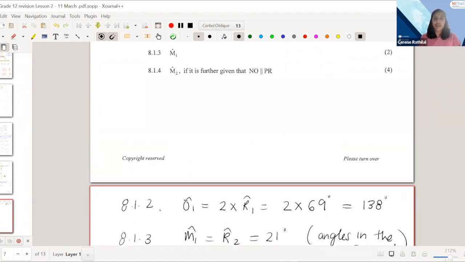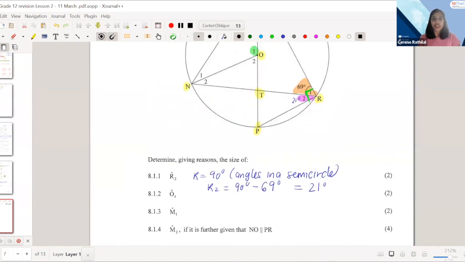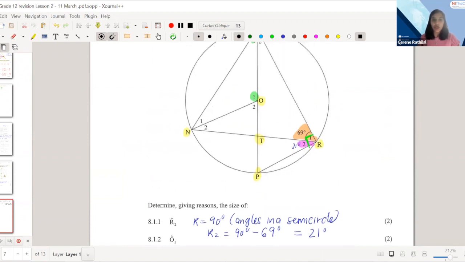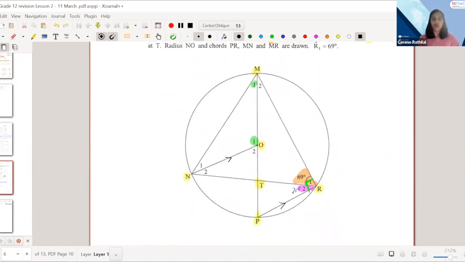Great. And now we have our final question. Calculate M2 if it is given that NO is parallel to PR. So we're told that NO is parallel to PR, and we need to calculate M2. Where is M2? This is M2. So that's what we want.